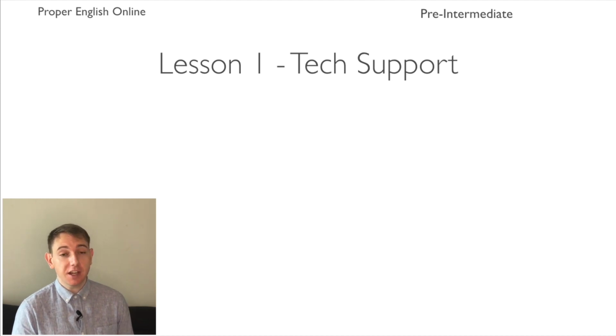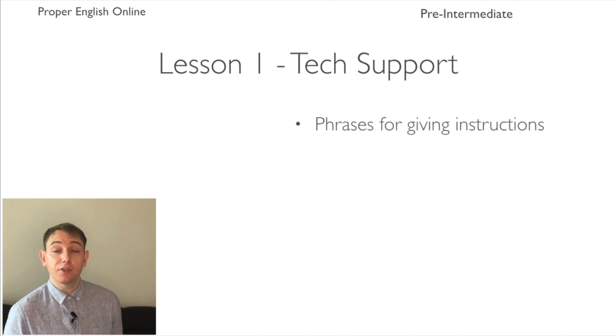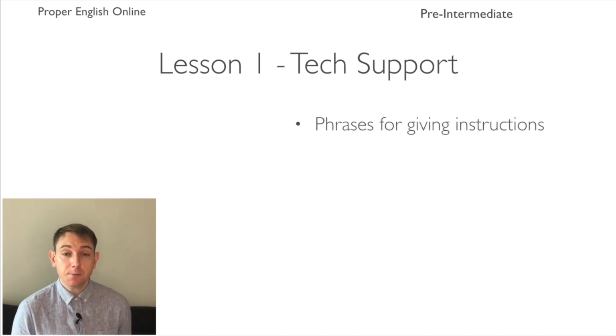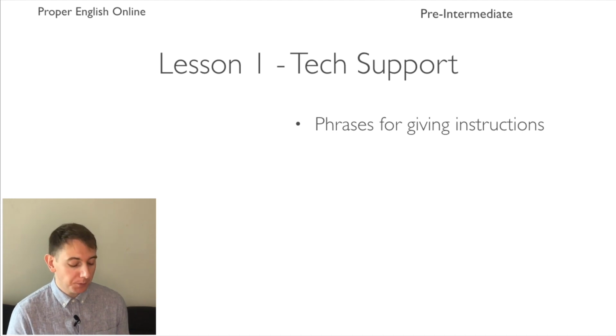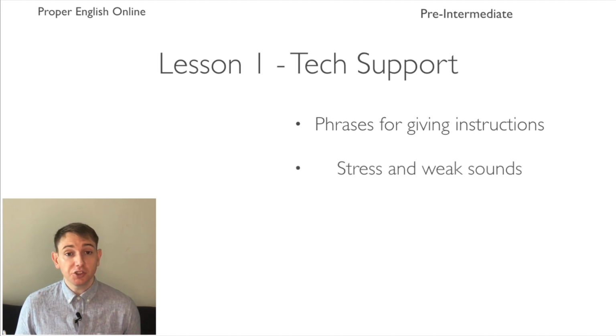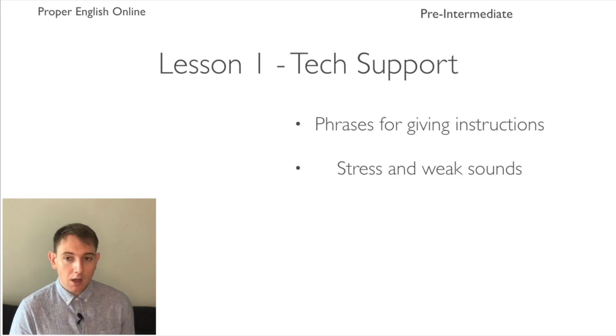Okay, so in this video we're going to learn some of the phrases and vocabulary that we heard in the conversation. We'll learn firstly some phrases for giving instructions. So these are useful phrases when you ask someone to do something, when you want someone to do something for you. Also, we'll learn some stress and weak sounds that we can use when we are using these phrases.